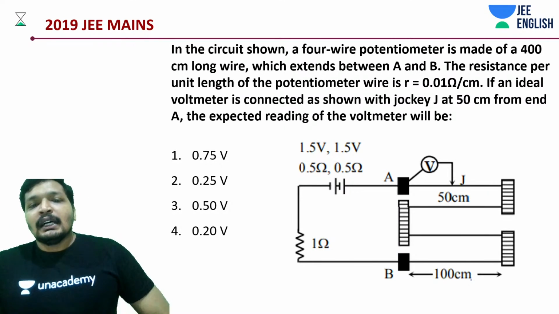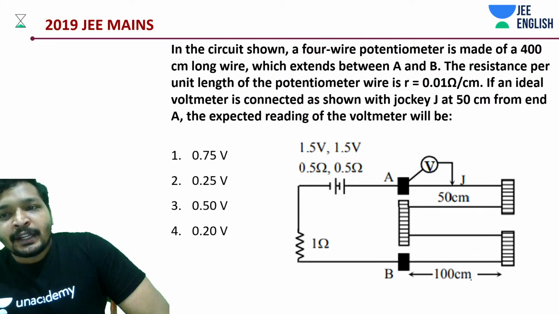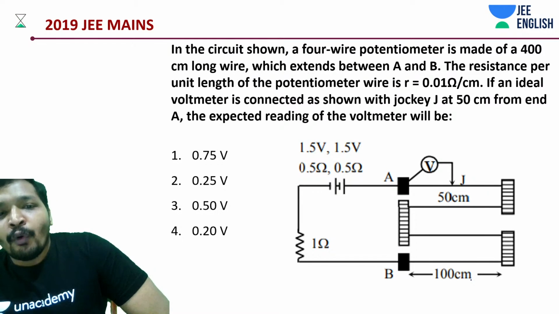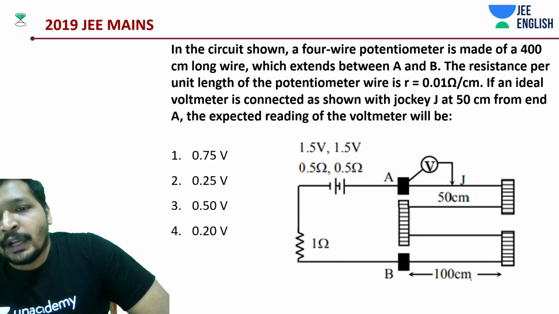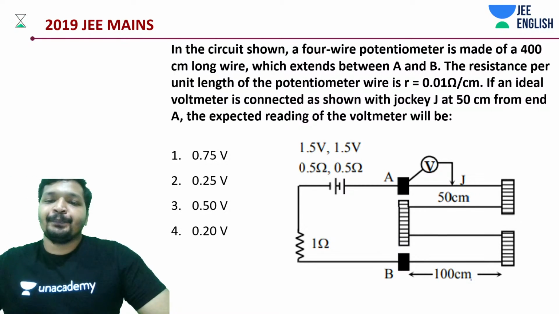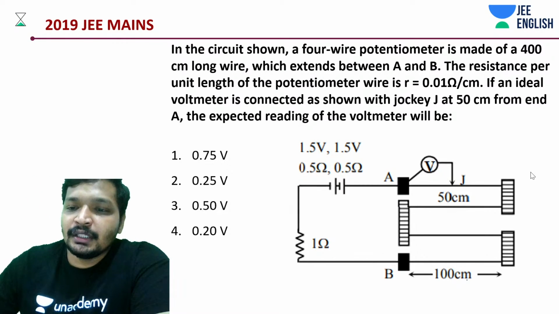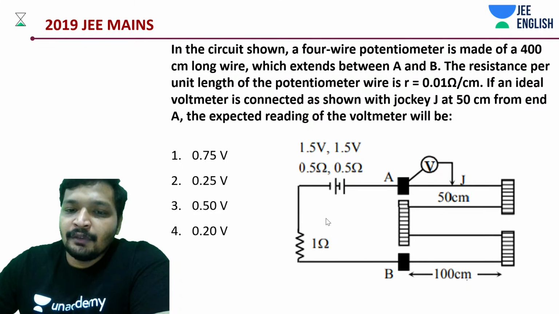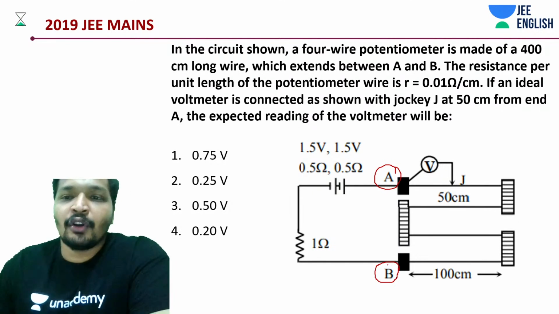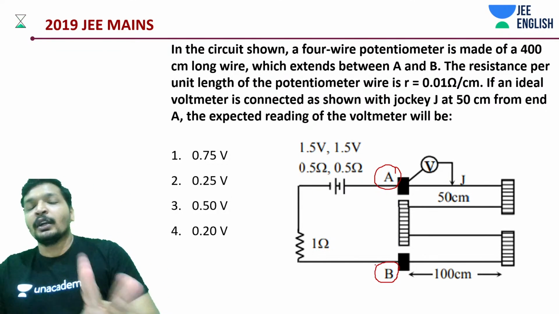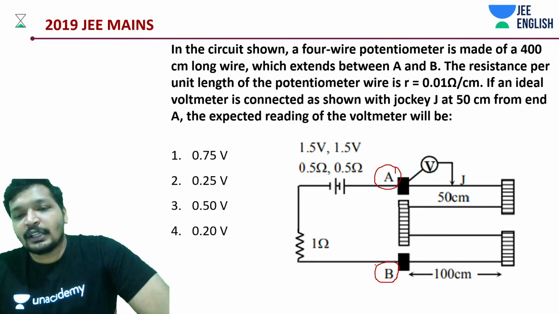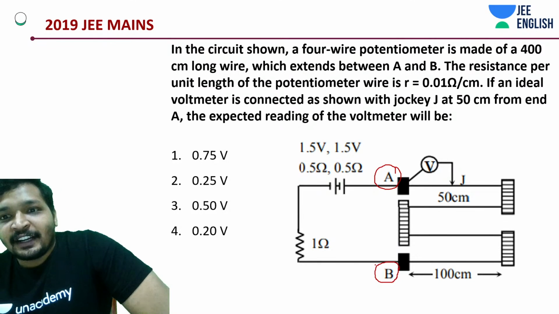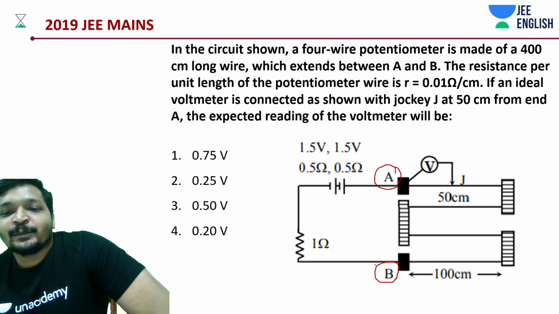Okay, in the circuit shown, a 4-wire potentiometer is made up of 400 centimeters long wire which extends between A and B. This is typically one of the questions where the diagram looks confusing, but your confidence matters. Or if you have worked in your lab, that too matters in this case. Generally this is a different kind of potentiometer that you are seeing.